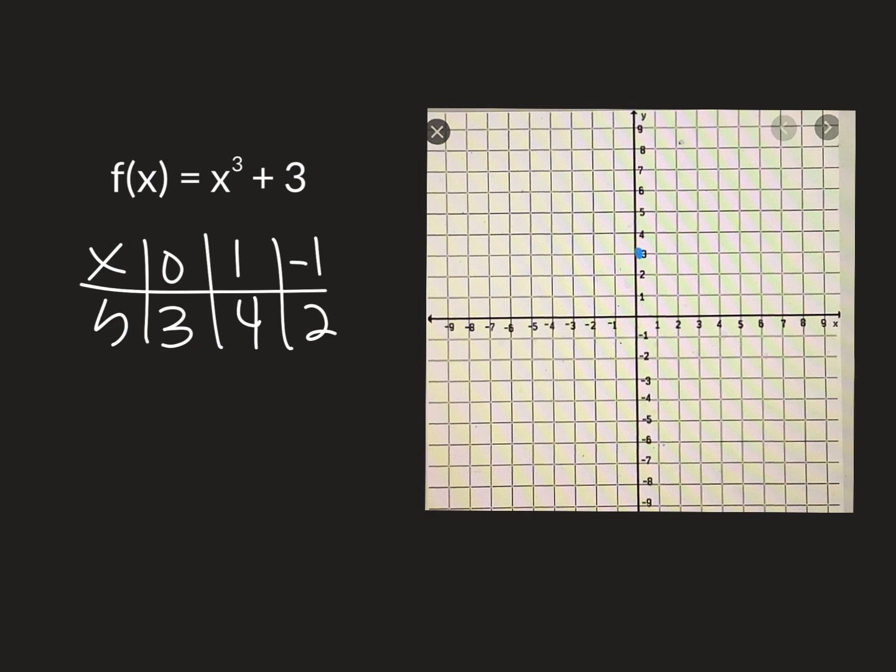So let's plot those points and see what we got so far. (0, 3) is up here. (1, 4) is up here. (-1, 2) is down there. So you can kind of see how it's going to go. It's going to do this kind of thing right here. And that's what the graph's going to look like.